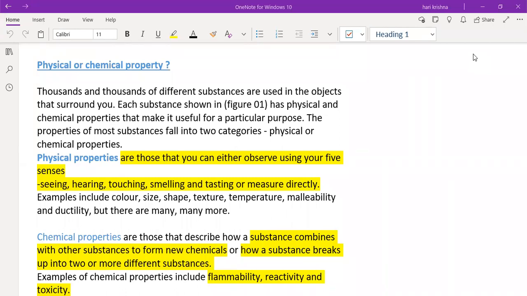Sir, like the mango ripens, right, sir? So the color changes. Sir, is it a physical change or chemical change? It is a chemical change.